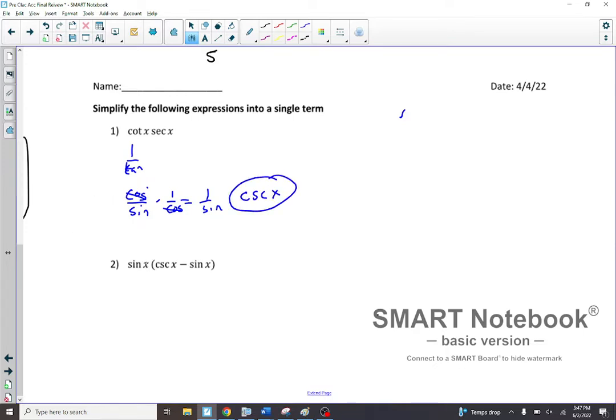Next one, let's distribute this. Sine x over, this is going to be cosecant, which is 1 over sine. So sine x minus sine squared x. Sine x minus sine x is 1. 1 minus sine squared x. We can use the Pythagorean identity to know that this should be cosine squared x.